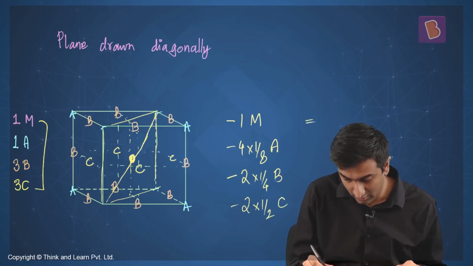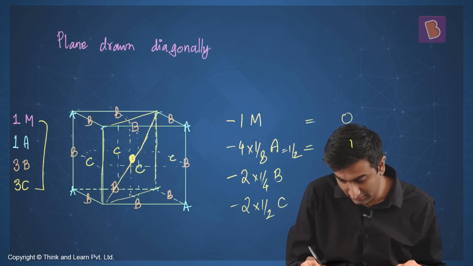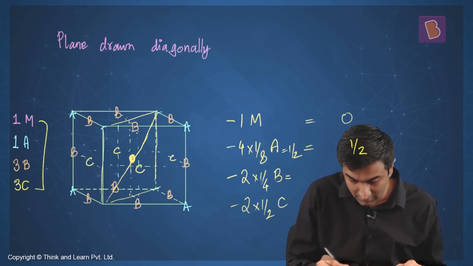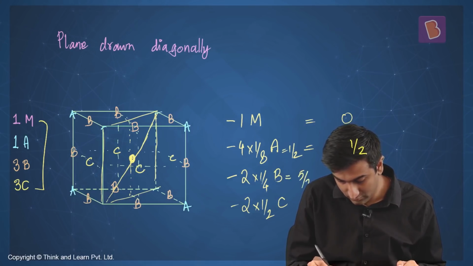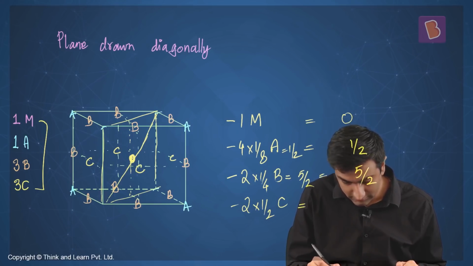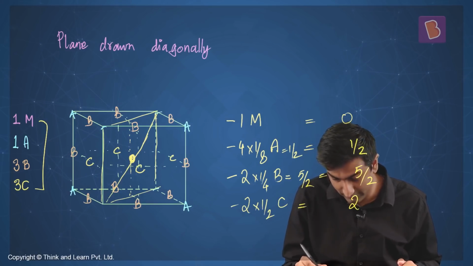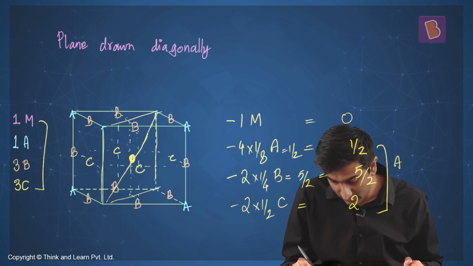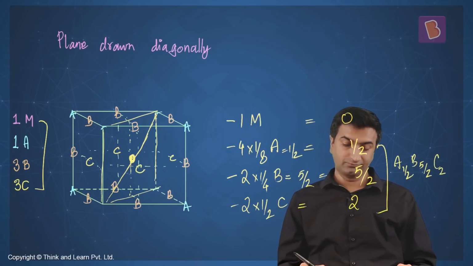So that gives me no M. 1 minus, this is 1/2, right? So 1 minus 1/2, this is half A. And what is this going to be equal to? This is 3 minus 1/2, that's 5/2, right? And what is this? This is 3 minus 1, so this is 2. So the formula I have now, M's gone away, is A 1/2, B 5/2, and C 2.